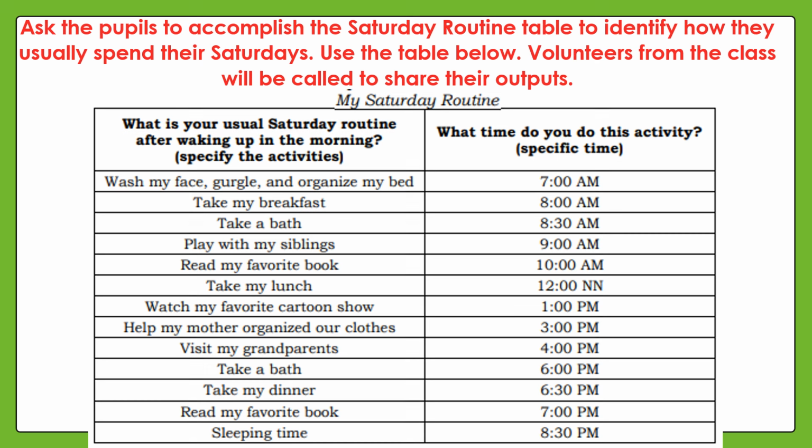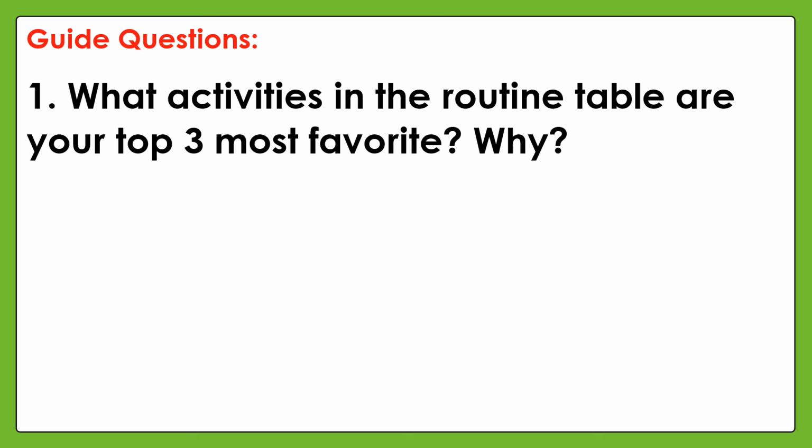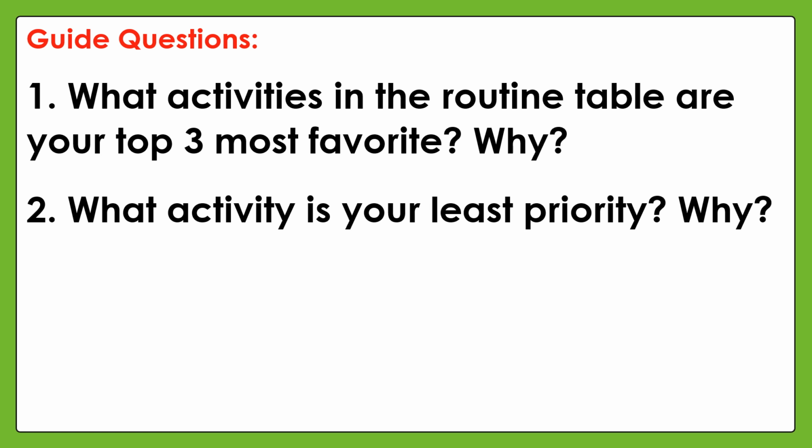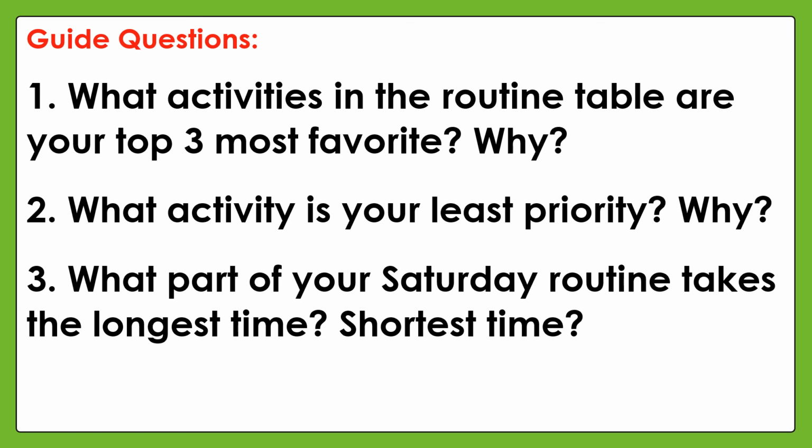Second column, what time do you do this activity? You need to be specific in writing the time. Example on the row 1, 7 o'clock a.m. Here are the guide questions. First, what activities in the routine table are your top 3 most favorite and why? Second, what activity is your least priority and why? Third, what part of your Saturday routine takes the longest time or shortest time? Share your answers to your classmates.